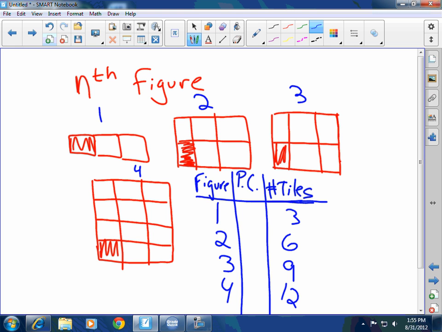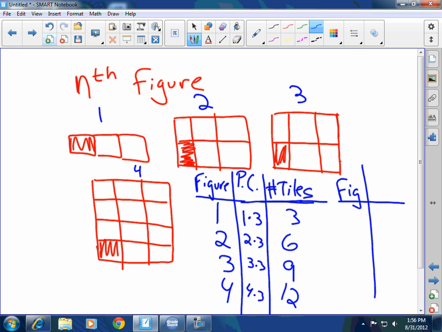What am I doing to each figure to get the number of tiles? Well, 1 plus 2 gives me 3, but does 2 plus 2 give me 6? The answer is no. So that's not going to work. What's another way to go from 1 to 3? Well, by multiplying by 3. Okay, let's see if it works for all of them. Does 2 times 3 work? Yes. 3 times 3 works. 4 times 3 works.